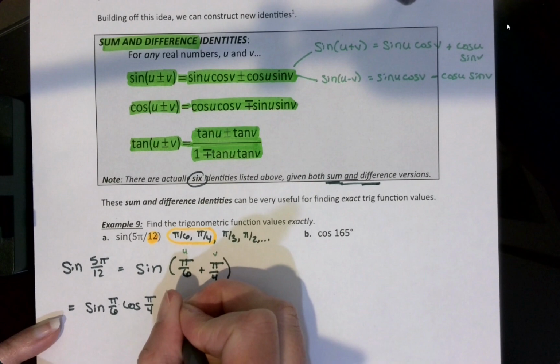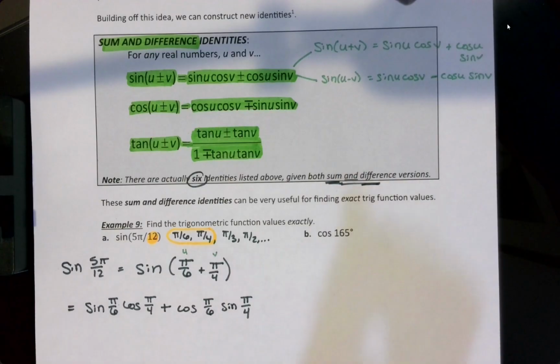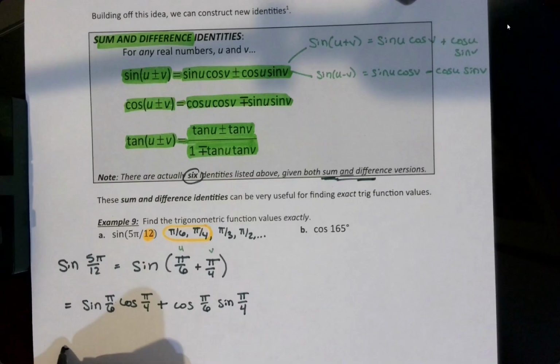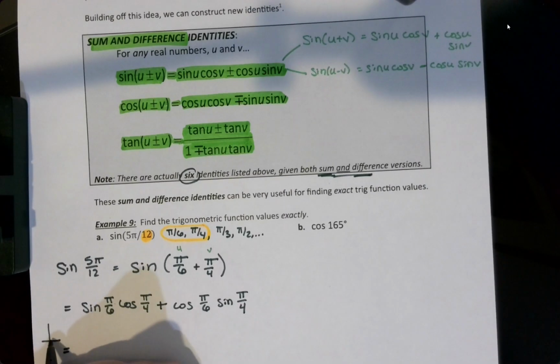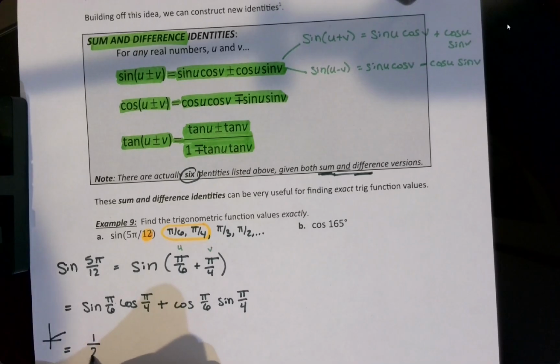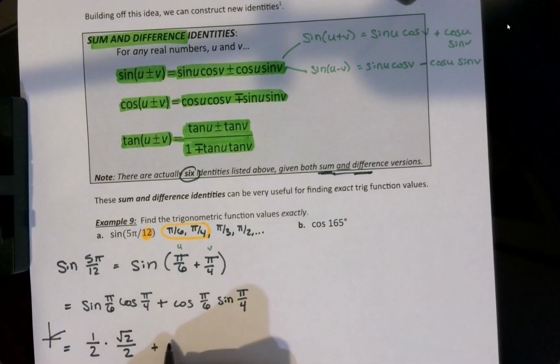Sine and cosine of pi over 4 are both root 2 over 2, so it's going to be root 2 over 2. Cosine of pi over 6, that's the longer one, so it's square root of 3 over 2, times sine of pi over 4, that's root 2 over 2. You can look this up on the unit circle. And so I'm going to end up with square root of 2 over 4 plus square root of 6 over 4, or square root of 2 plus square root of 6 over 4.